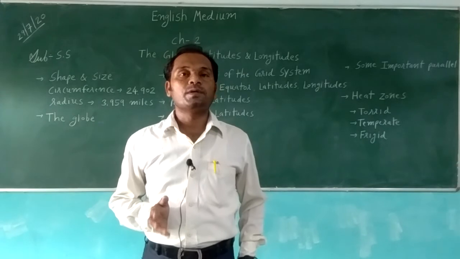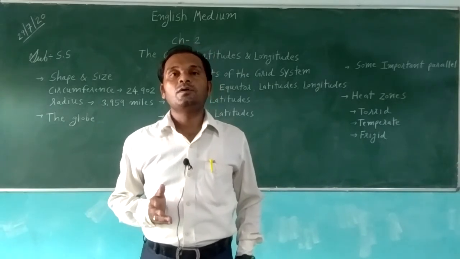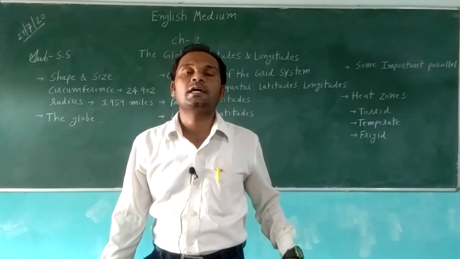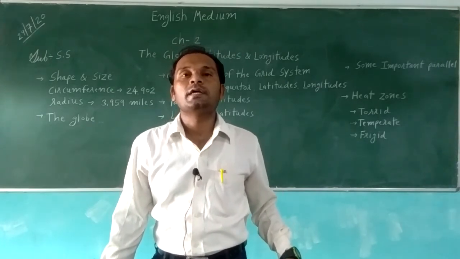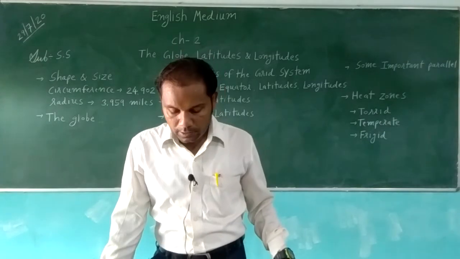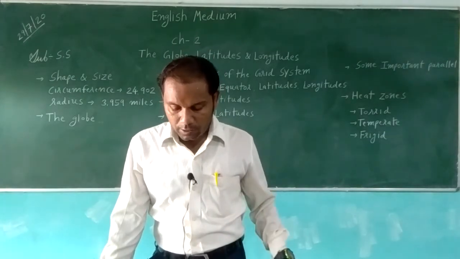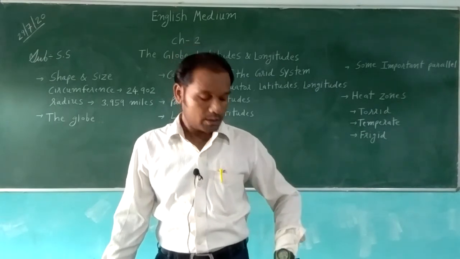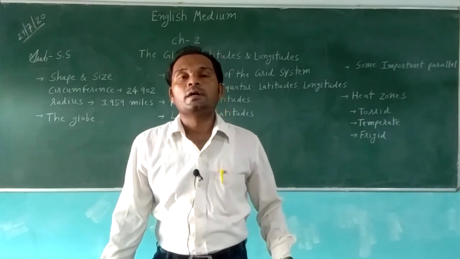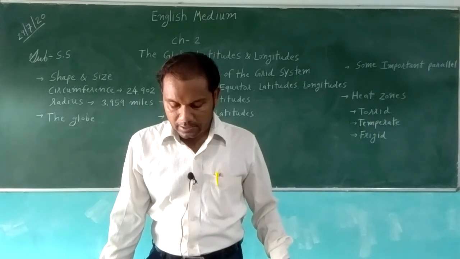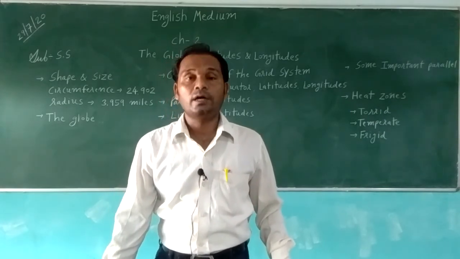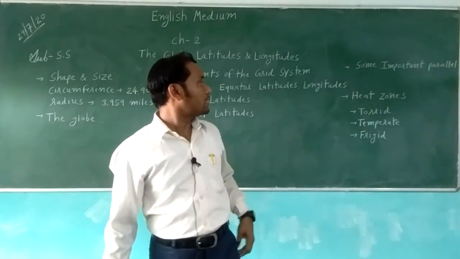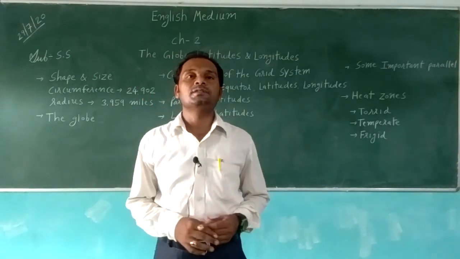As you know, some places are near the equator, they have more heat because of direct sun rays, and some places are cold because they are getting slanting sun rays throughout the year. In the temperate zone, it is not very hot and not very cold. And you will learn about the tropics and all these things. So there are three zones: torrid, temperate, and frigid zone.